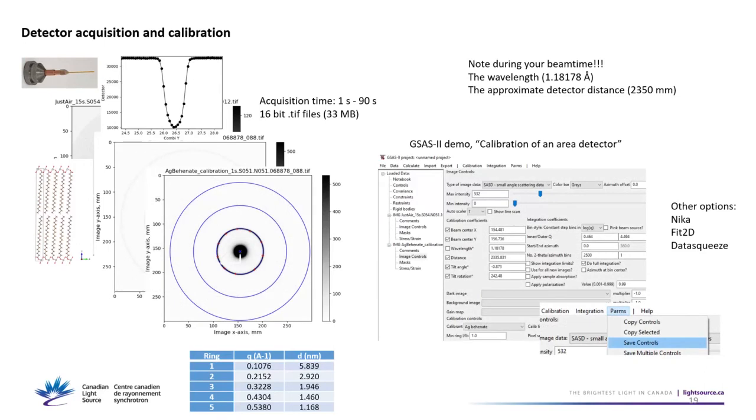We have a sample or standard, silver behenate. It produces these really nice rings, which are at known positions. And this is where you'd enter your wavelength and detector distance. You'd fix the wavelength because we know that one really well. You'd refine the beam center and detector distance and tilt angles. And then you'd save those parameters and apply them to your data that I'm going to show next. There's other options.